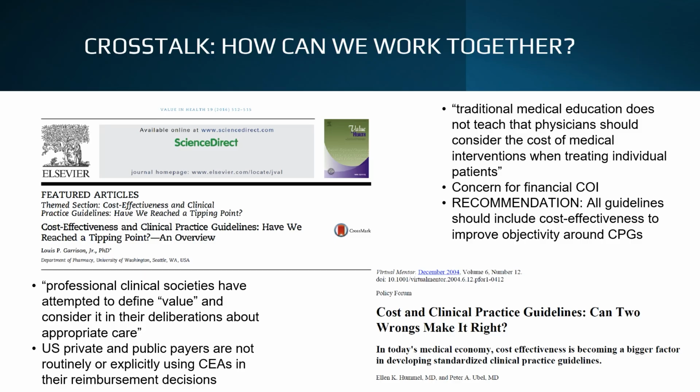Also, traditional medical education, at least in the US, does not address value, right? Again, you are taught to offer whatever treatment your mentor offers, and there's no thought to really the cost or the value of that intervention. And from societal perspectives, when developing clinical practice guidelines, there is always this issue of conflict of interest and who's recommending it. But the recommendation is that all guidelines should include cost effectiveness to improve objectivity around what's being recommended.